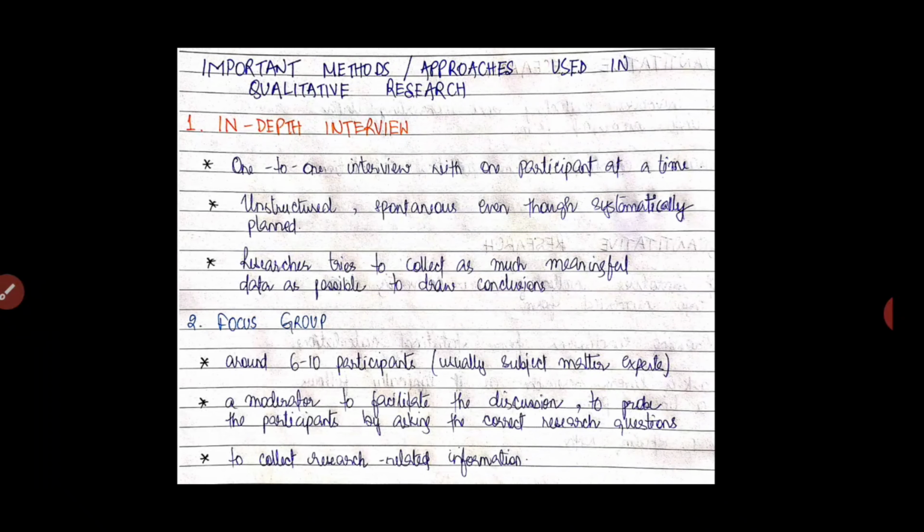Secondly, we have focus group. So focus group consists of around 6 to 10 participants, and these participants are usually subject matter experts. And there will be a moderator in the middle to facilitate the discussion, to probe the participants by asking the correct research question. So the goal of focus group is to collect research related information.